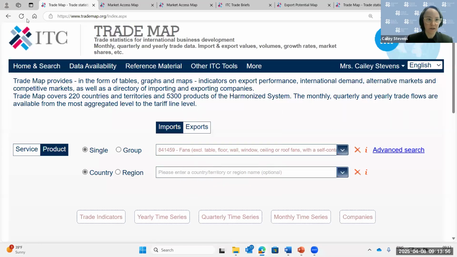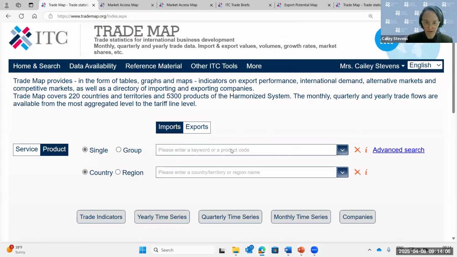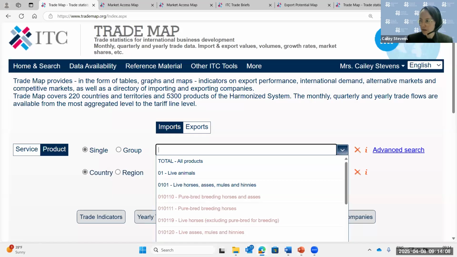And it looks like I just have to log in here. Let's see. Here we go. I'm going to stop screen sharing for one moment while I sort this out. I'm just logging in so I can see the data.